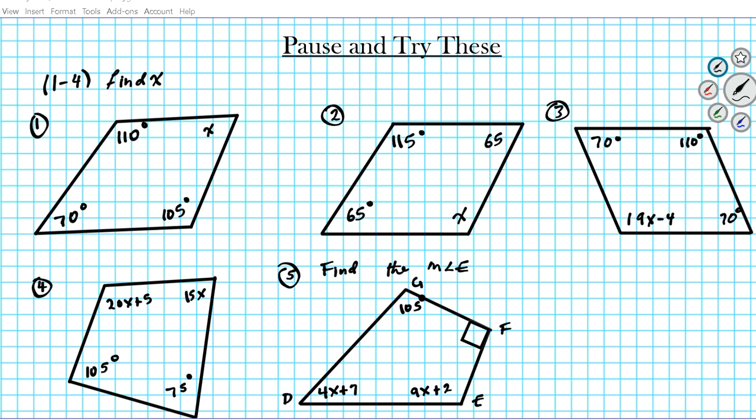Alrighty, welcome back. Hopefully you had a chance to try the practice problems. Let's take a look at what the answers are. For number 1, the answer is x equals 75. For number 2, x is equal to 115. For number 3, x is equal to 6. For number 4, x is equal to 5. And for number 5, the measure of angle E is equal to 110 degrees.